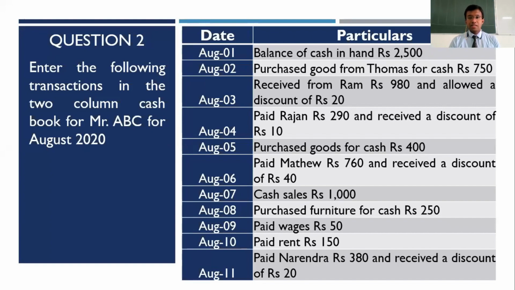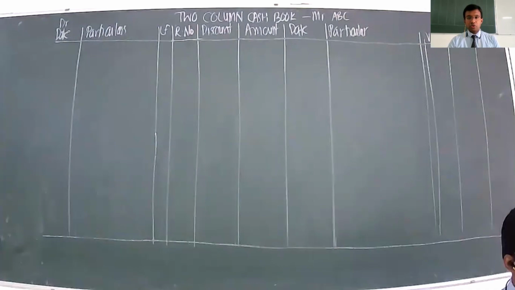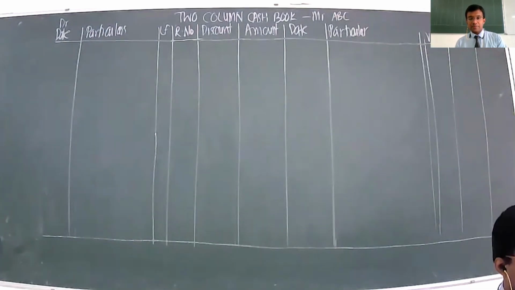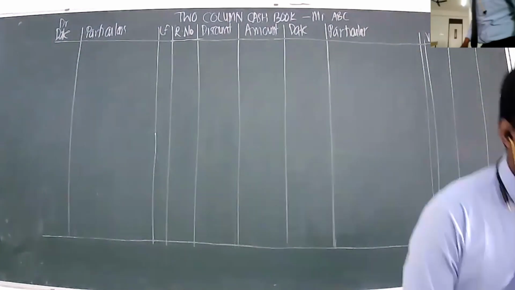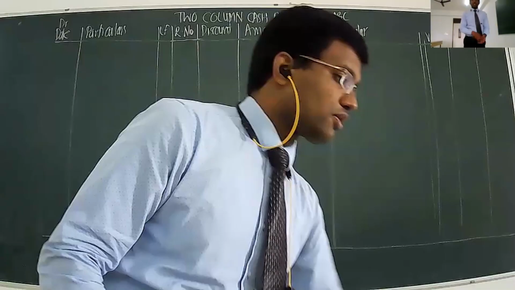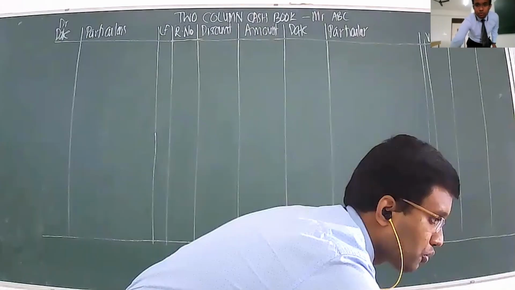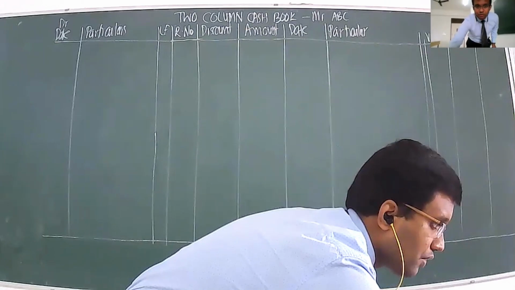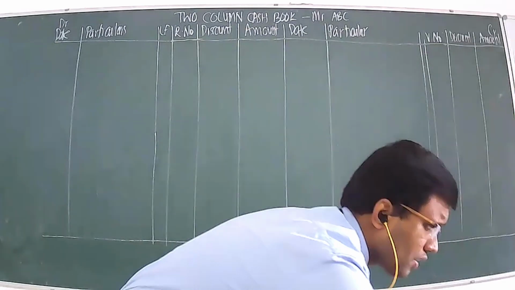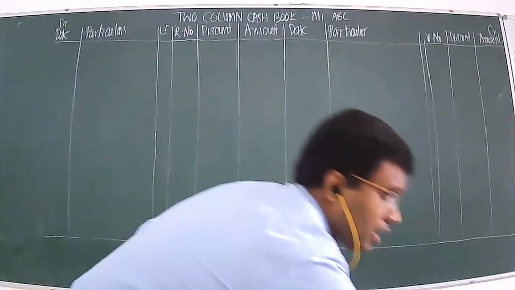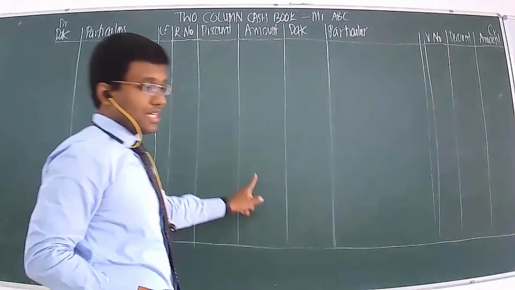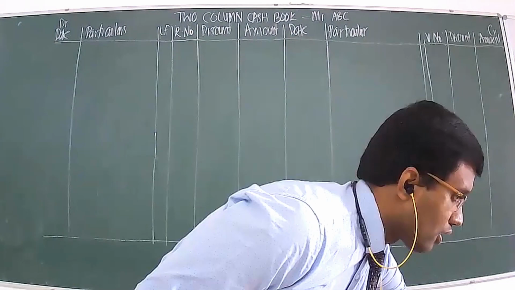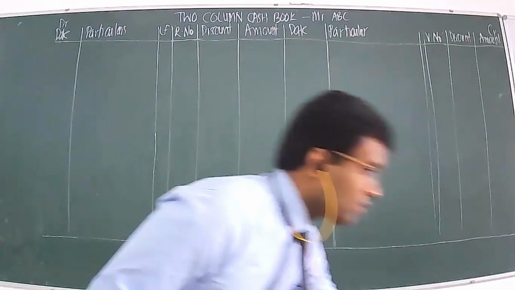Now, please remember, in the case of a two column cash book, we will have to manage two columns, which is the discount column as well as the amount column. So in the case of a two column cash book, we will have to prepare columns for discount as well as for amount. So these are the two columns that we will have to prepare in the case of a two column cash book.